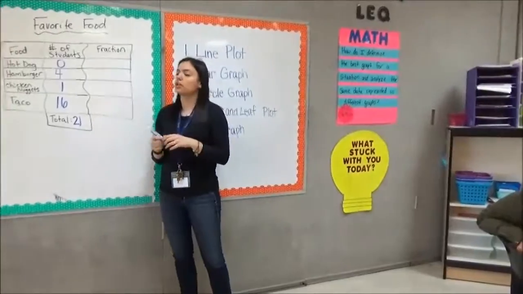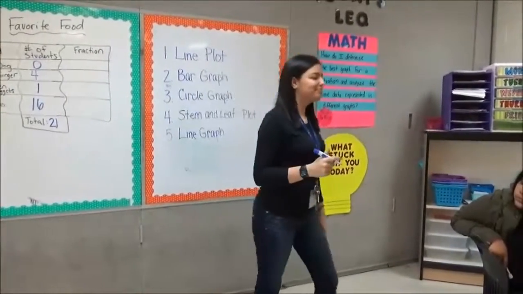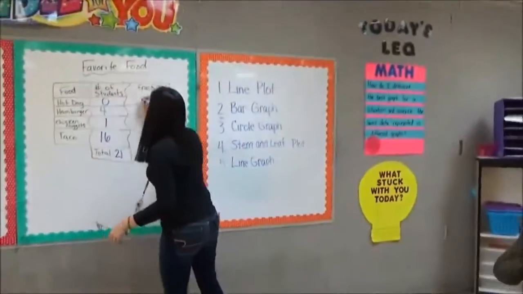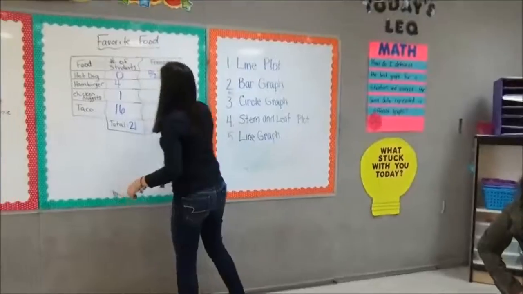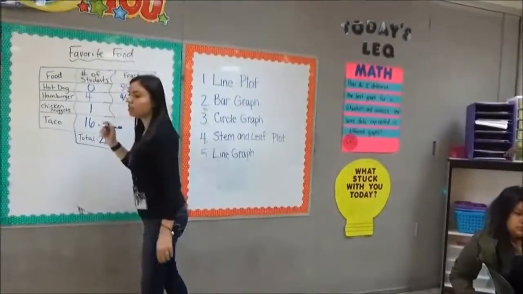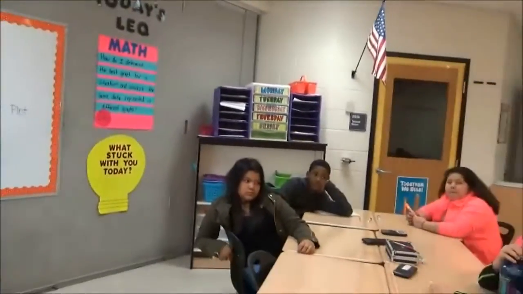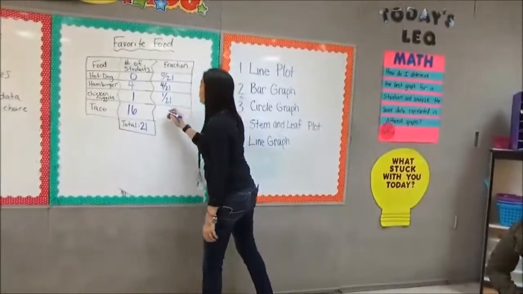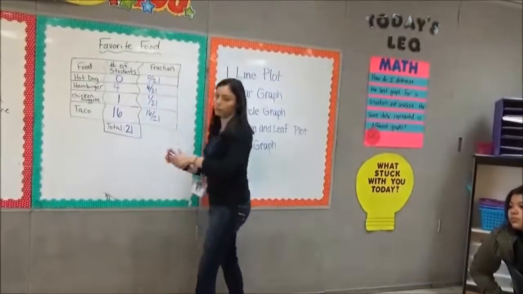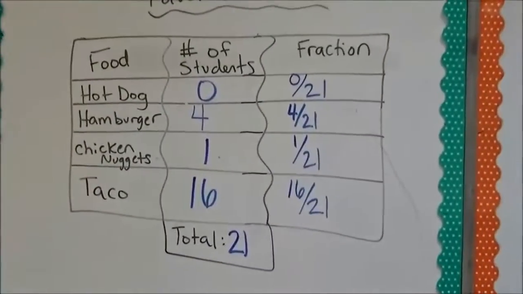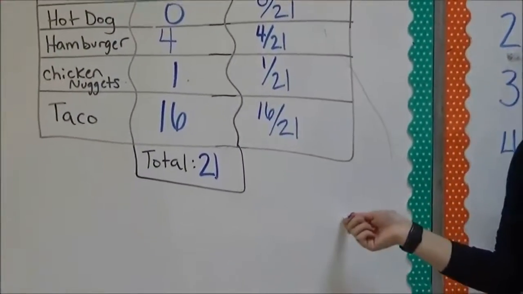So what fraction do I create for hot dogs? 0 out of 21. How about hamburgers? 4 out of 21. Chicken nuggets? 1 out of 21. And go ahead, last one. 16 out of 21. Okay. Any questions on this of how we collect it? How would you convert these fractions into percents?